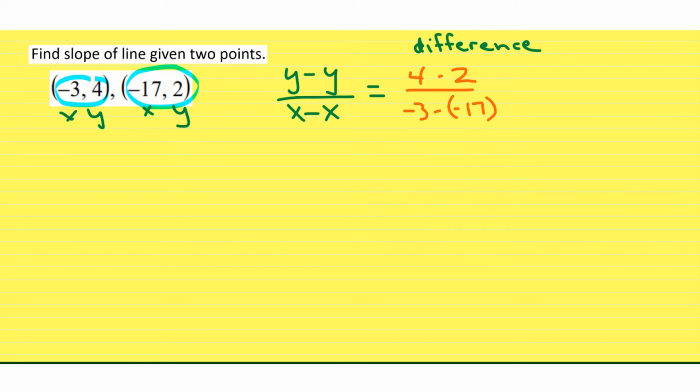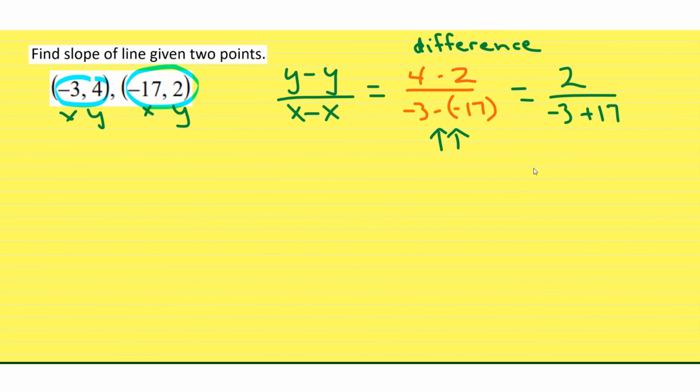We are going to do 4 minus 2 on top, and 4 minus 2 on top is just 2. And negative 3 minus negative 17 really means negative 3 plus 17, because these two negatives right here and right here, a negative times a negative equals a positive. Same thing happens in English. Two negatives is a double negative and it cancels itself out even in English.